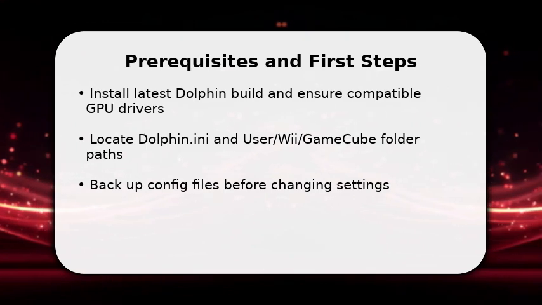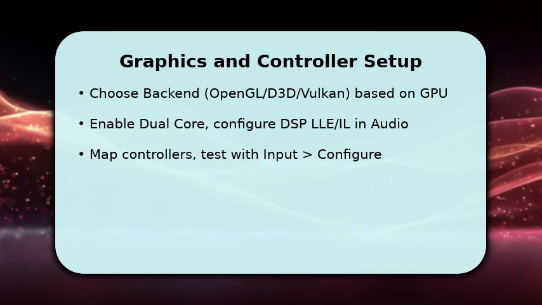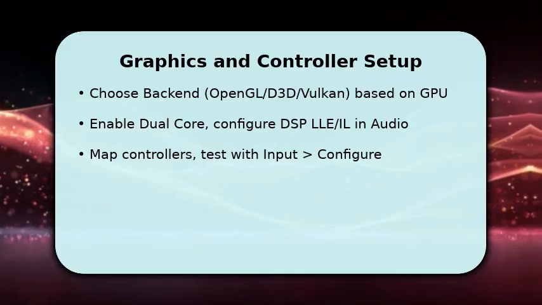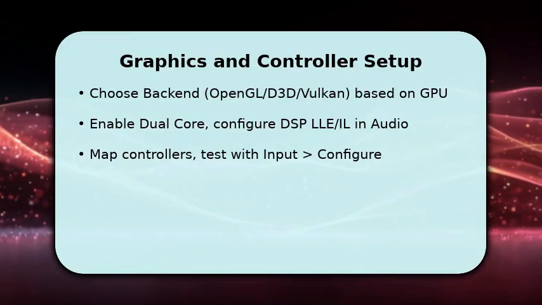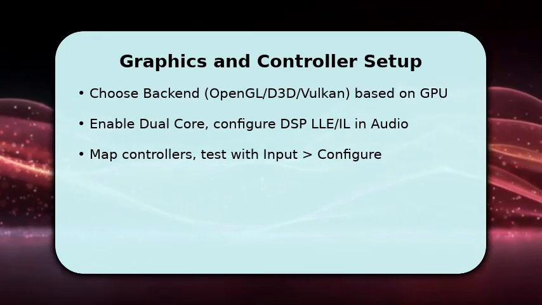Next, you configure the core experience. Pick a graphics backend, Vulkan for modern AMD/NVIDIA, OpenGL for compatibility, and set internal resolution and aspect ratio. Then enable dual core for performance, but toggle it off if you see instability. Audio DSP LLE gives accuracy at cost of CPU.